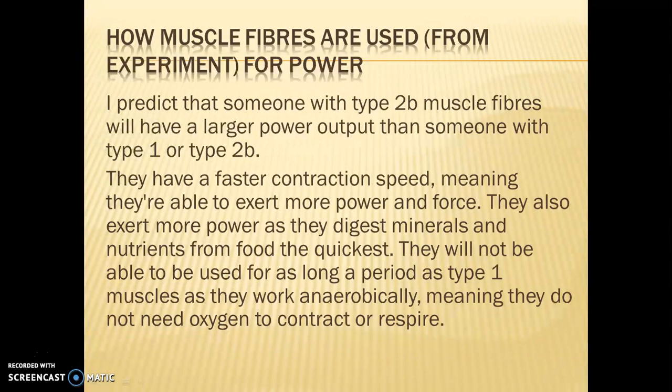They will not be able to be used for a long period of time like type 1 muscles, as type 2 muscle fibers work anaerobically, meaning they do not need oxygen to contract or respire. Type 1 muscles require oxygen to contract, as they need it to respire, meaning that they continuously contract to perform movements as the human body always takes in oxygen when breathing.